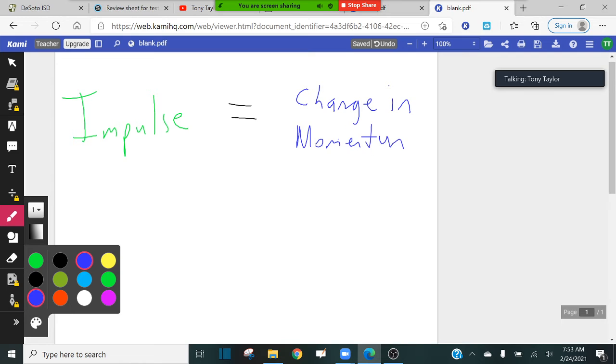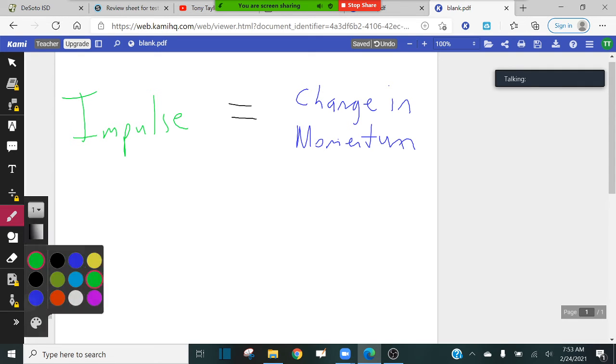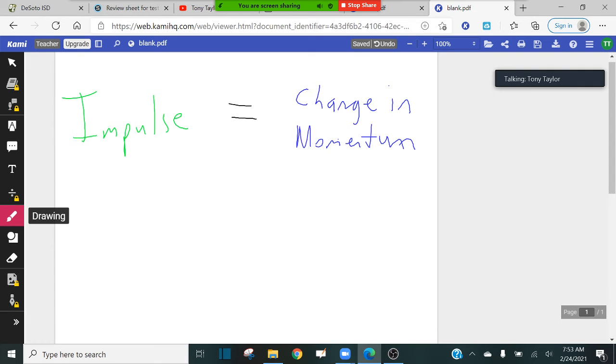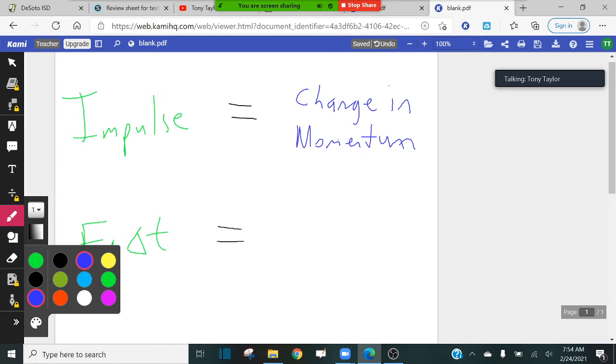So in other words, guys, one thing just so happens to equal the other. So impulse, we know, is force multiplied by time, and then change in momentum is mass times change in velocity. Okay.